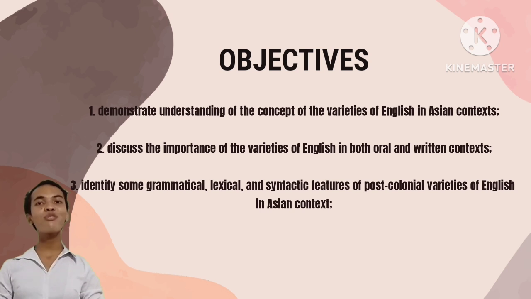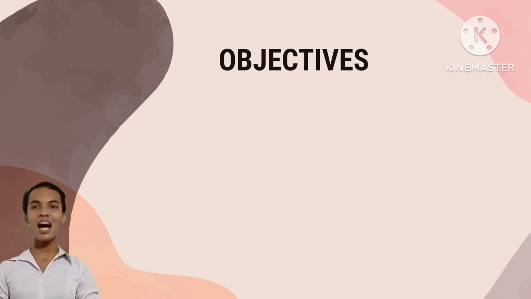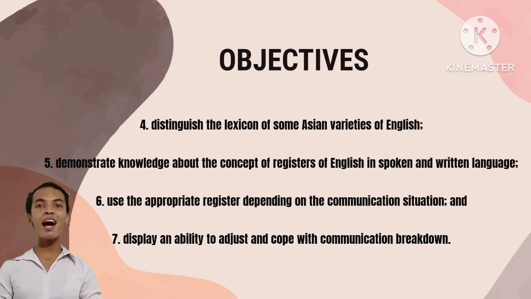Thirdly, we have to identify some grammatical, lexical, and syntactic features of the post-colonial varieties of English in the ASEAN context. Fourthly, we have to distinguish the lexicon of some ASEAN varieties of English. Fifth, we have to demonstrate knowledge about the concept of registers of English in spoken and written language.